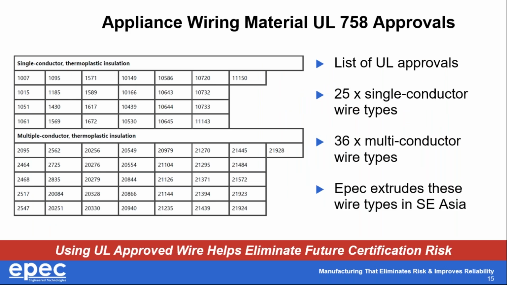Speaking more about UL 758, which is an overarching appliance wiring material specification, it can cover dozens and dozens of UL specifications. Listed here are more than 50 UL specifications that we are approved to produce. This covers both single conductor wire shown at the top and multi-conductor wire shown at the bottom. Each one of these unique numbers on the screen has its own characteristics for voltage, temperature, wire jacket material, and other requirements above and beyond.